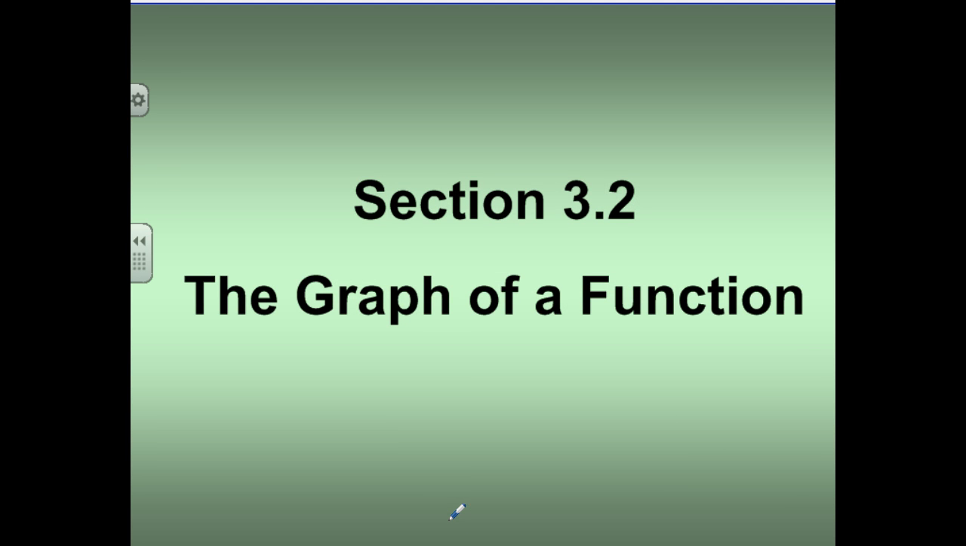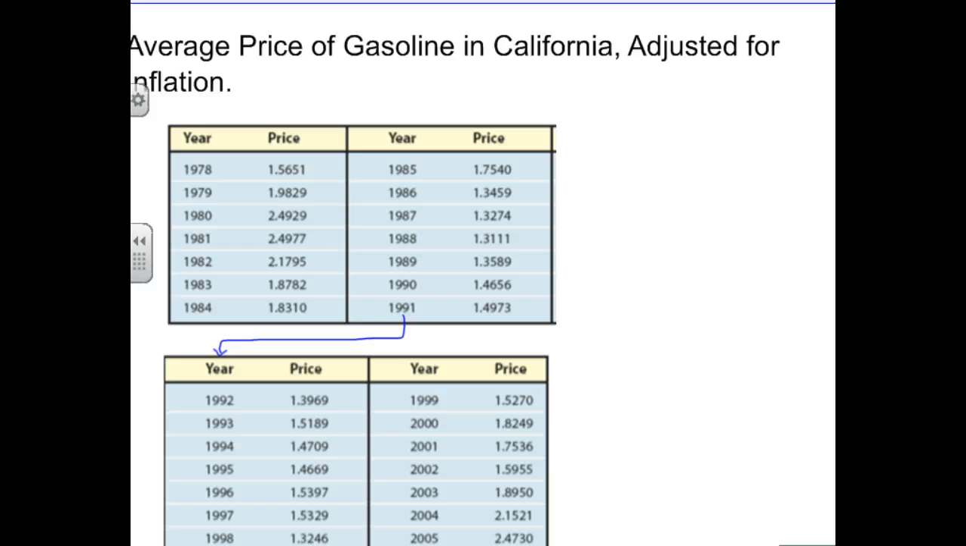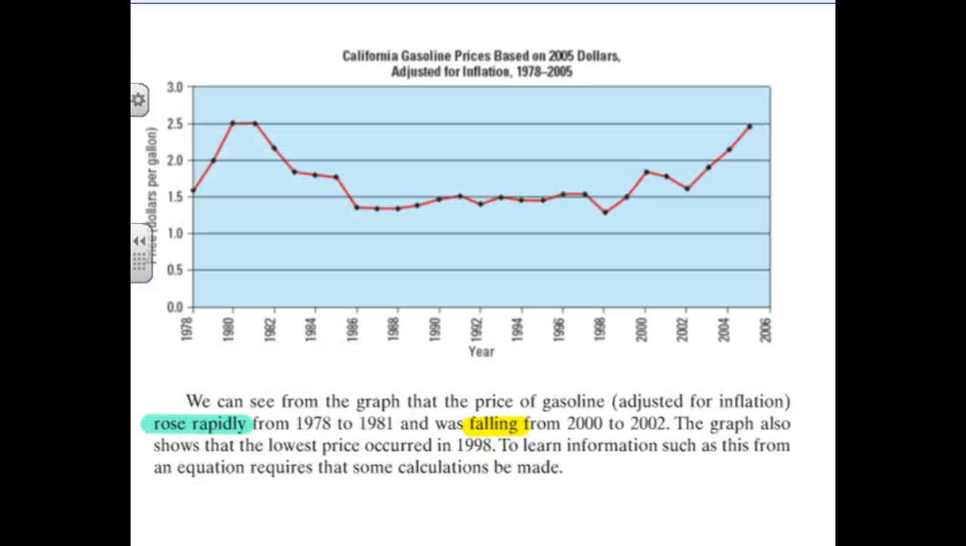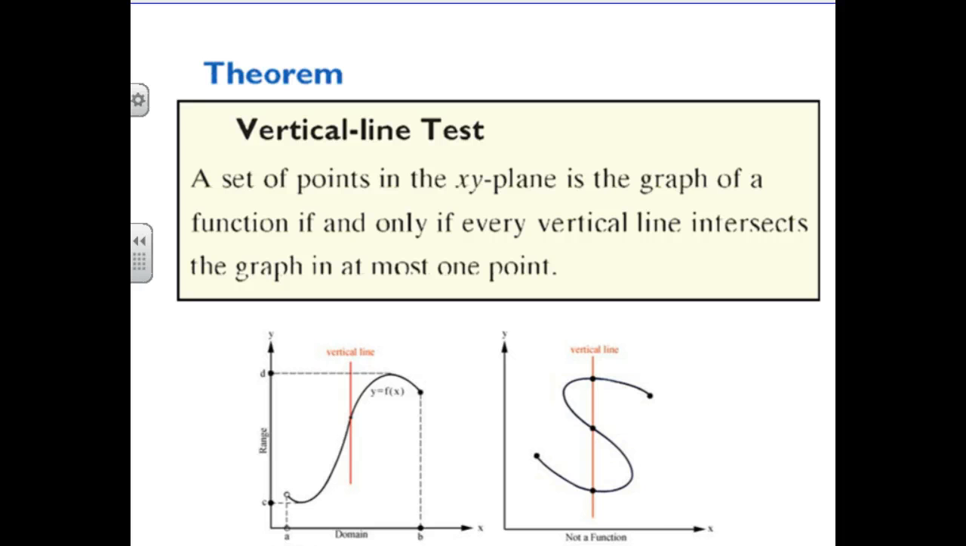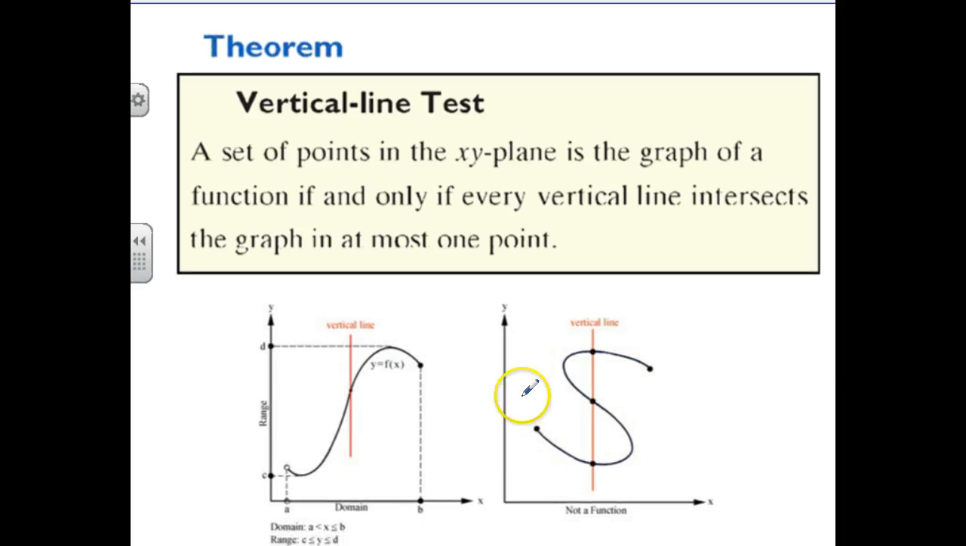So section 3.2 starts talking about the graphs of the functions. So we start looking at some t-charts. We look at the lines. They're decreasing and then increasing, just plotting some points. But we're going to move on to this vertical line test. For every x, there's only one y. So if the vertical line test passes, that means it's a function.